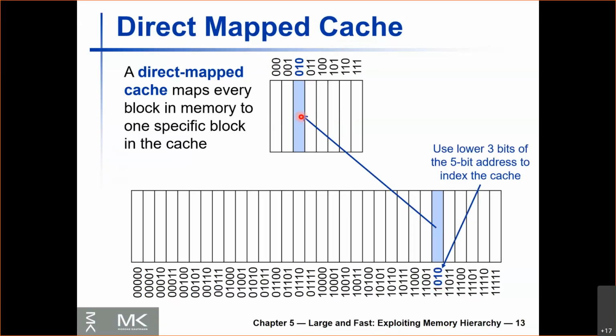So for example, the block 00000 is going to map to the cache block 000. The block 00001 is going to map to the cache block 001. Next one to the next one, next one to the next one, and when we get to 00111, that's going to map to 111. But then when we come back here, when we get to 01000, that's going to go back and map to location 000.